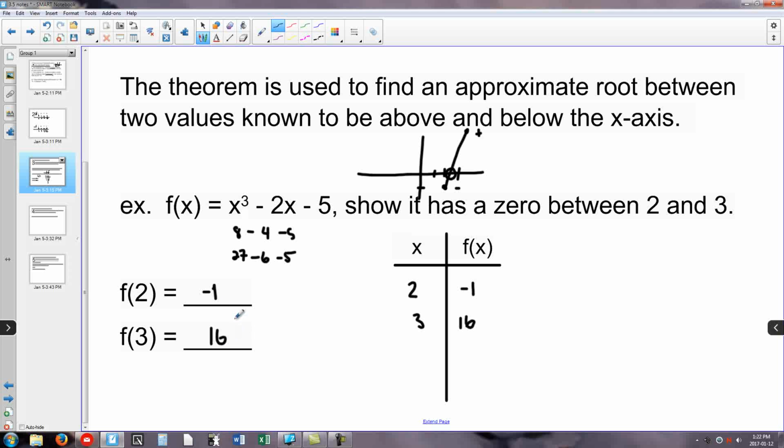Because this was negative and it became positive, or if it's positive and becomes negative, we know that there must have been a crossing of the x-axis. So a sign switch between two numbers means that there must be a crossing.